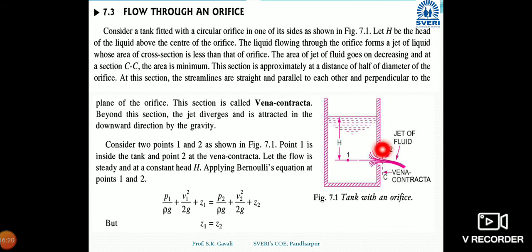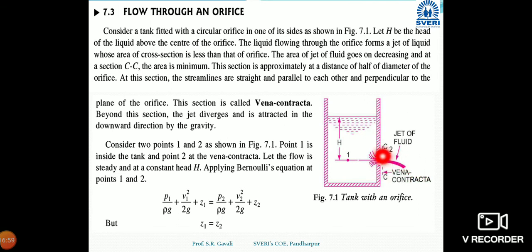Now we'll consider the flow of fluid through an orifice. Let's consider a circular tank, and a circular orifice is fitted to it. Let H be the head available for the orifice, so the potential head available for the orifice is equal to capital H. Now the flow will go through the orifice in the form of a jet. When the water emerges as a circular jet through the orifice, a divergent cone is formed at first. Afterward, the jet becomes convergent.